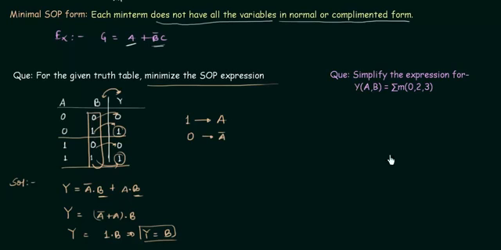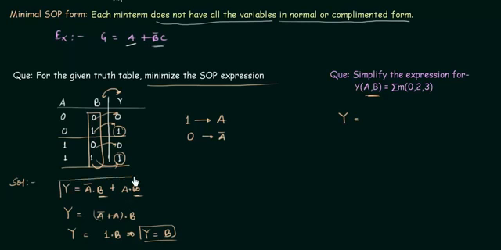And question number 2 says simplify the expression for m equal to 0, 2 and 3. The minterms are 0, 2 and 3. Instead of having the truth table we have the expression like this in which the minterms are involved, and you can see there are two variables. So let's try to write down the SOP form.